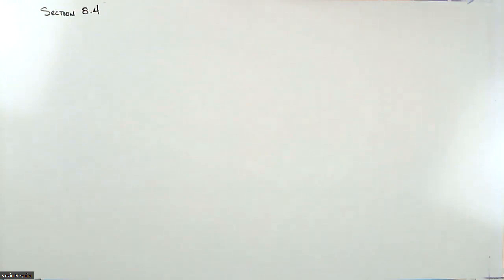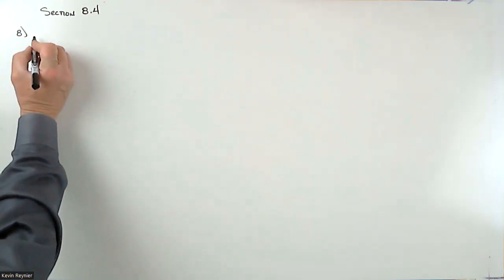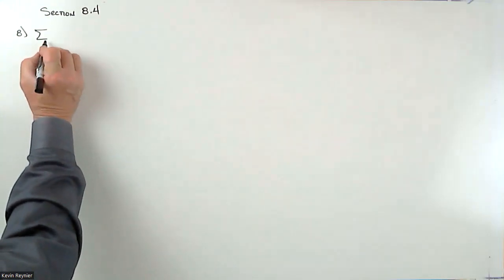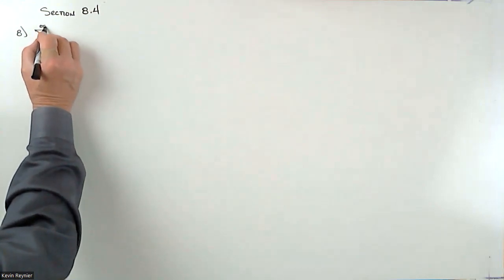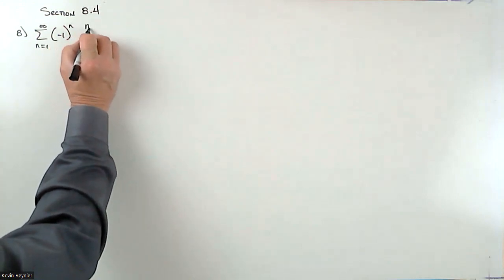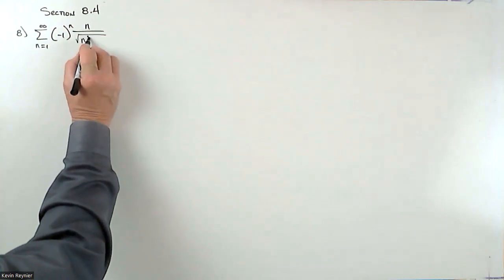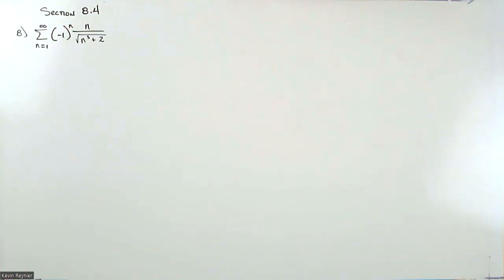Number 8 says test the series for convergence or divergence, and we get this. Here's what we get for number 8: the sum from n equals 1 to infinity of (-1)^n divided by the square root of n cubed plus 2. So this is clearly an alternating series. It has a (-1)^n here.